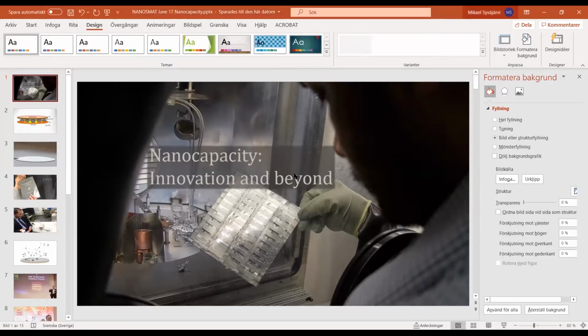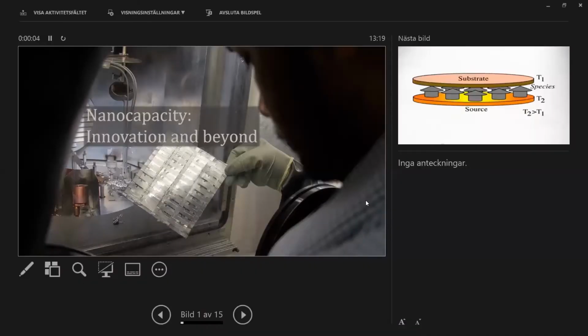So let's see if I can make it a larger picture. Now it should be. So today we will talk about nanocapacity, and capacity is basically how to make more usefulness in different ways. And we go from the innovation, and since we are in nanotechnology, it will be long-term impact.